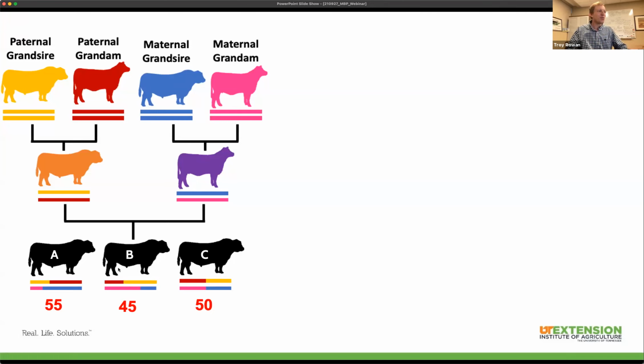So we could have these 3 bulls who are flush mates, right? And they might even look very similar phenotypically, but as we get more and more accurate EPDs, we see that this individual A is genetically superior to his 2 full siblings, bulls B and C.